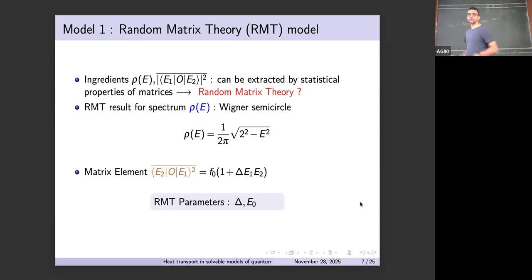Anyway, so this is the model. Rho of E is just the density of states of the unperturbed Hamiltonian. And now you're going to put this at finite temperature and study this. Yeah, that's all. So the parameters of the model: there is E0, which in this case is 2.